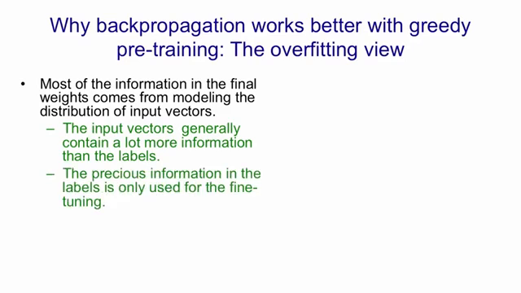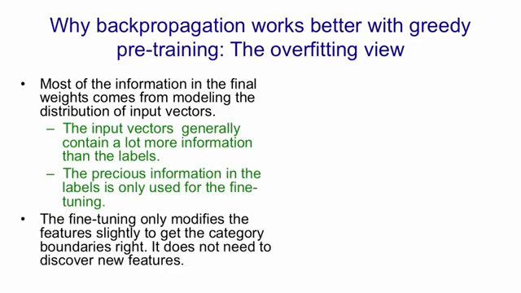The information in the labels is only used for the final fine-tuning. And because by that stage we've already decided on the feature detectors, we're not squandering that precious information designing feature detectors from scratch. The fine-tuning only makes slight changes to the feature detectors we learned in the generative pre-training phase. And those are the changes required to get the category boundaries in the right place.